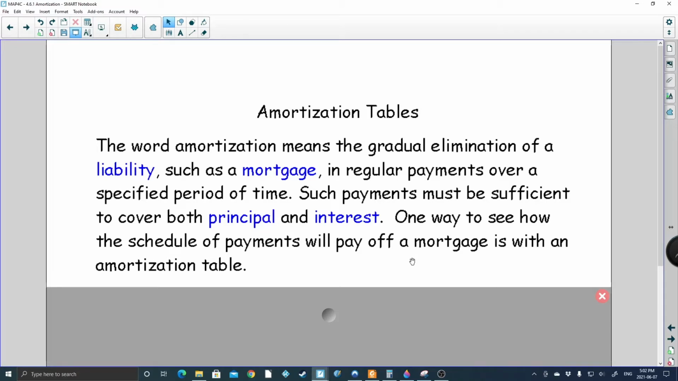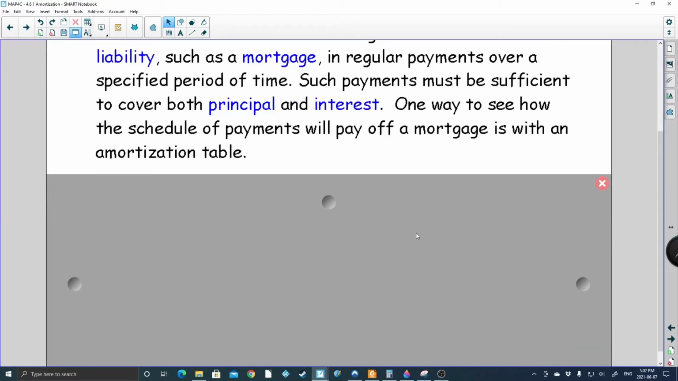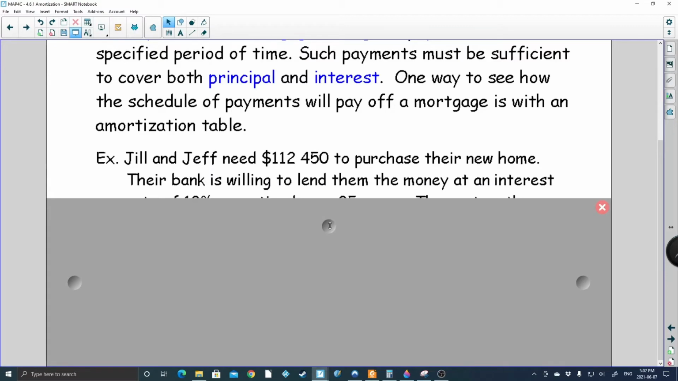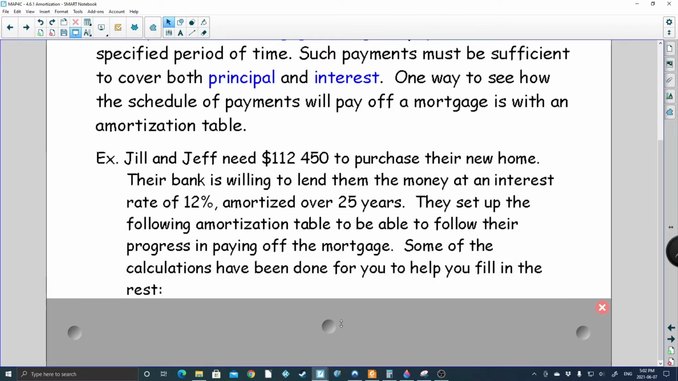And as you can see by the text here, when you do these payments, they have to cover both the principal and the interest. The interest is going to be paid first, and we'll see that in the table a little later on, and eventually you pay off the principal in larger and larger portions until you've paid off the house. But the bank is going to want their money first, and you'll see how that works in a minute. So we're going to use an amortization table to help us figure that out. So here's an example. Jill and Jeff need $112,450 to purchase their new home.